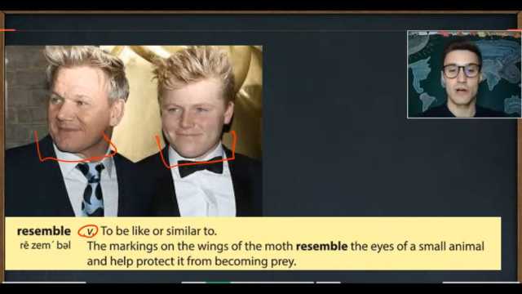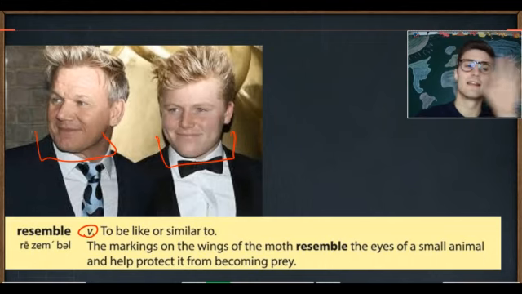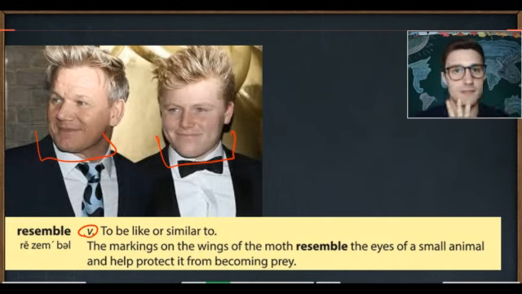The markings on the wings of the moth resemble the eyes of a small animal and help protect it from becoming prey. Resemble. Who do you resemble? Do you resemble your dad or your mom? Do you look similar to your dad or your mom? I don't resemble any of my parents. I look totally different, there is no resemblance.